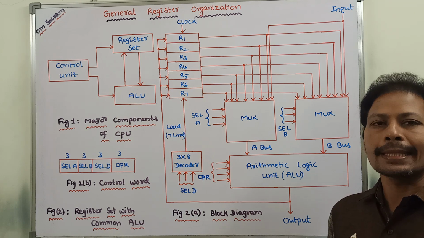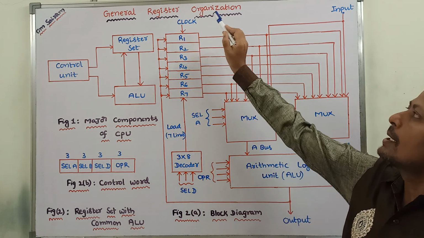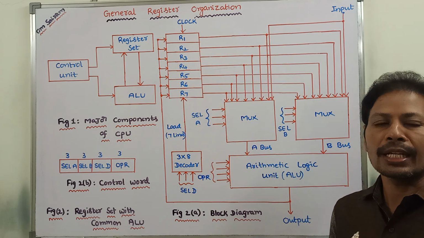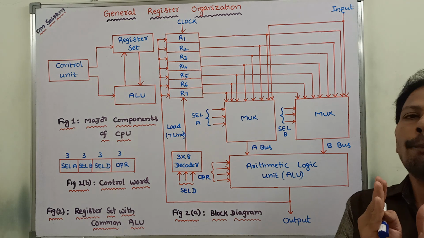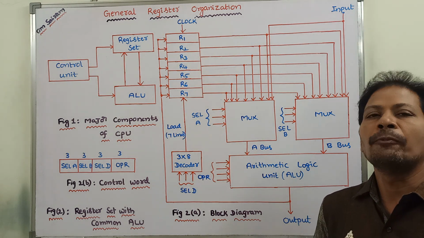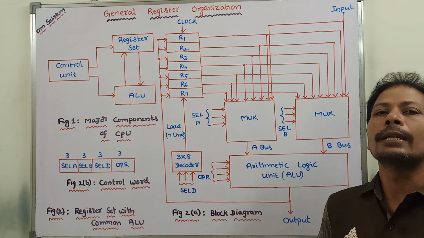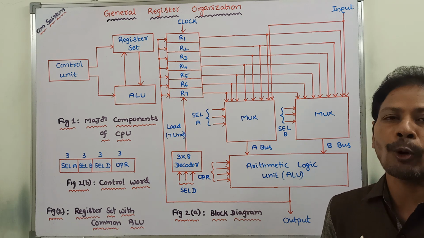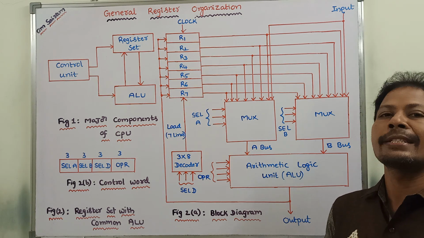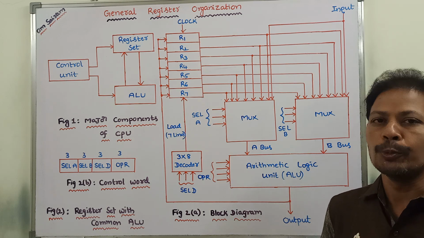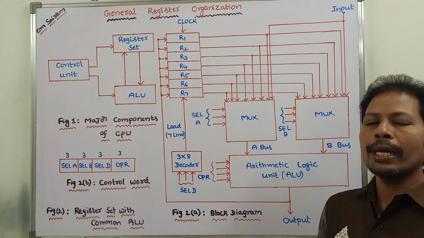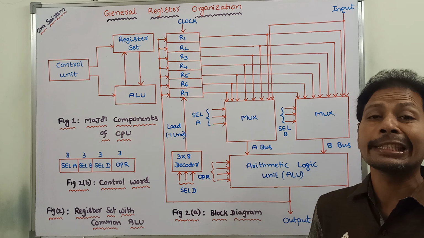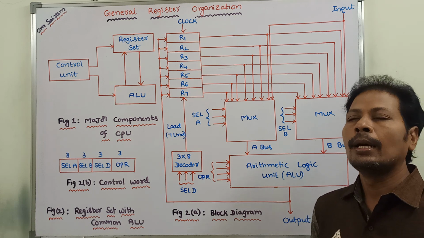Today we have to discuss General Register Organization in the Computer Organization and Architecture course. The part of the computer system that performs the bulk of data processing operations is called the Central Processing Unit, simply called the CPU. That means the CPU is mainly used for performing a large number of data processing operations.